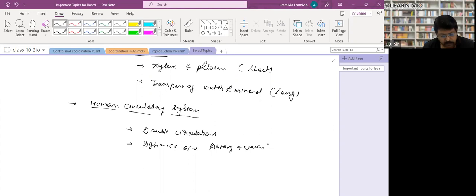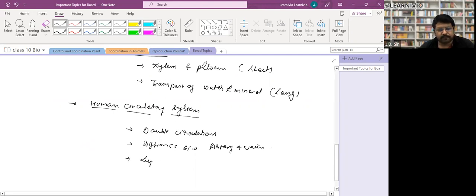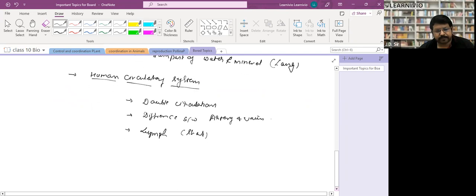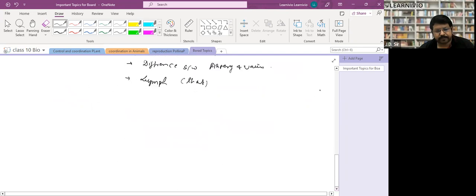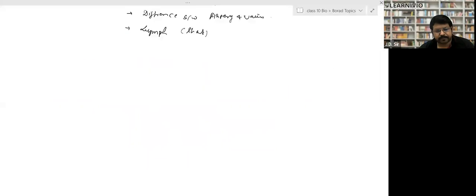And one more important thing is the double circulatory system. That is an important question. And blood pressure. A short question that also comes generally: lymph. What is lymph? Lymph will be a short question, maybe a 2-marker question, short or very short kind of question. That is a short question they can ask you.